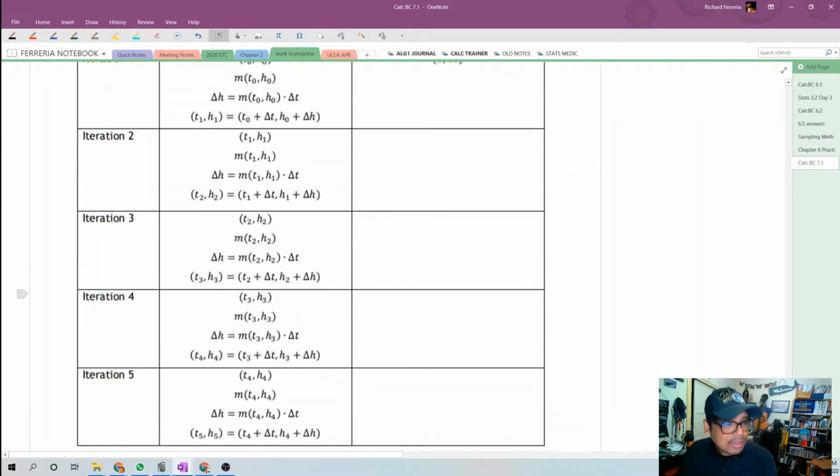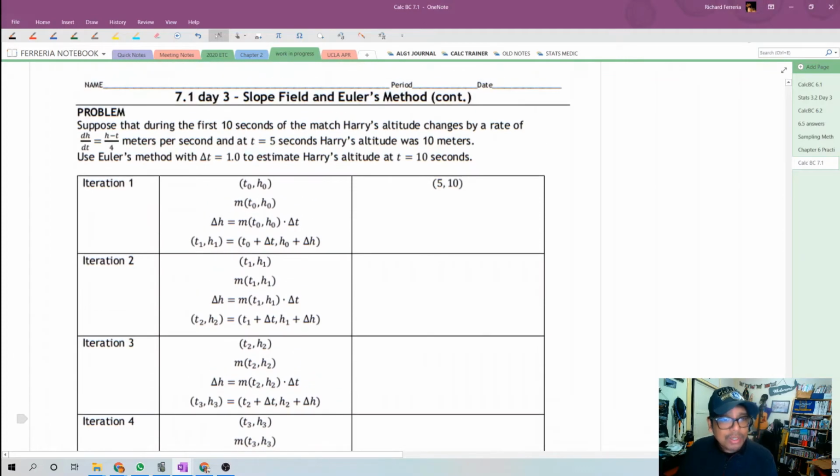So this looks like we're going to have to do 5 iterations. The first iteration is going to be from t equals 5 to t equals 6. Second iteration from t equals 6 to t equals 7. 7 to 8, 8 to 9, 9 to 10. So let's get some calculations going on here.